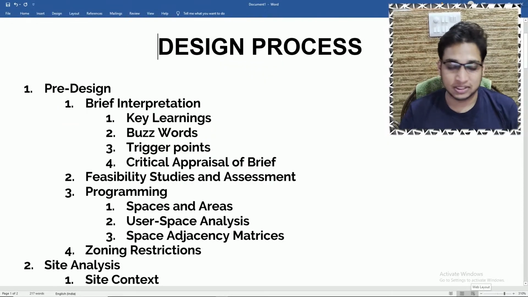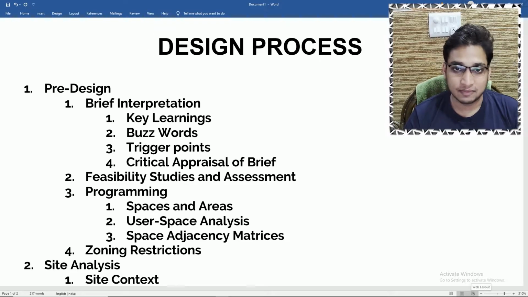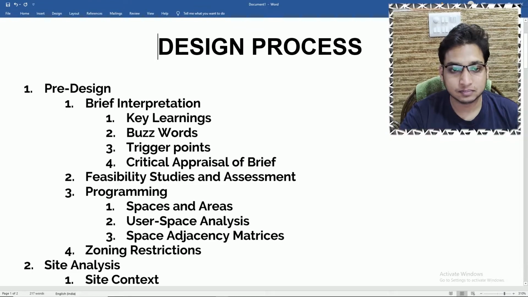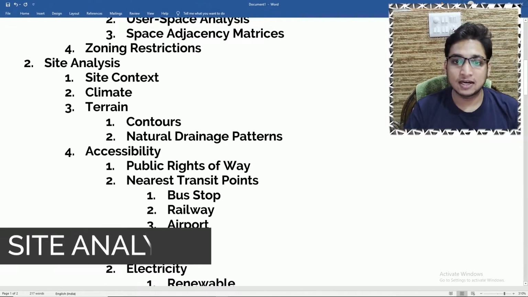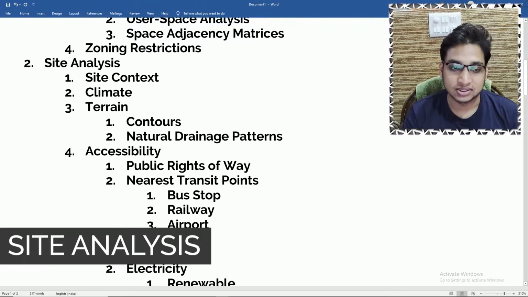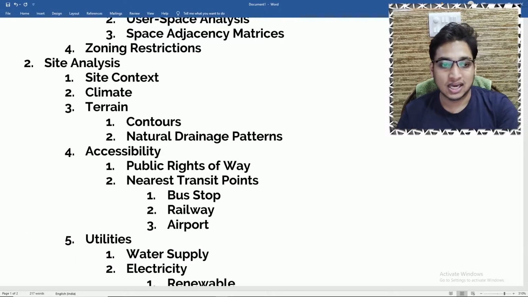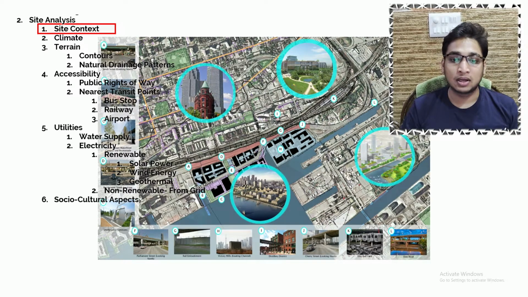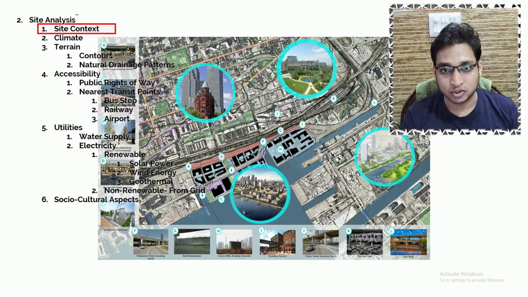So this is the basic programming, and after that we go to the zoning restrictions, where we understand as per the zoning where a particular function should come. After that we proceed with the site analysis. In the site analysis, we start with site context. What all areas are in close proximity to our site?